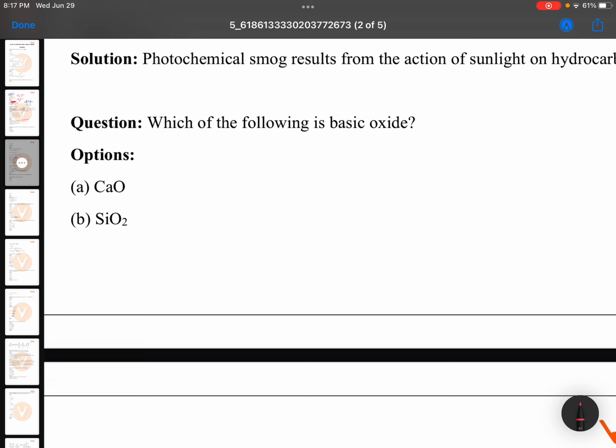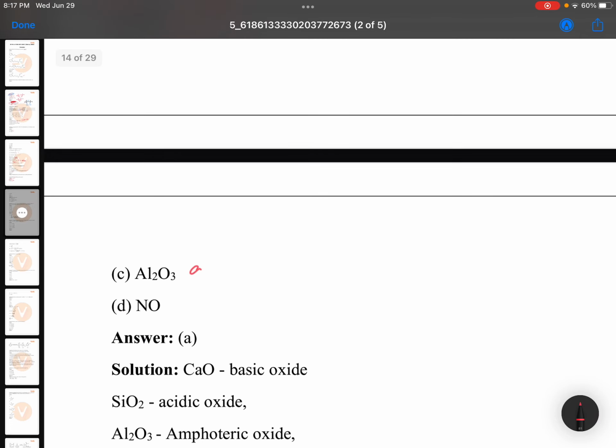Which of the following is a basic oxide? Metal oxides are basic. Calcium oxide. This is acidic, silica. Al2O3 is amphoteric. NO is neutral. So all options are given.